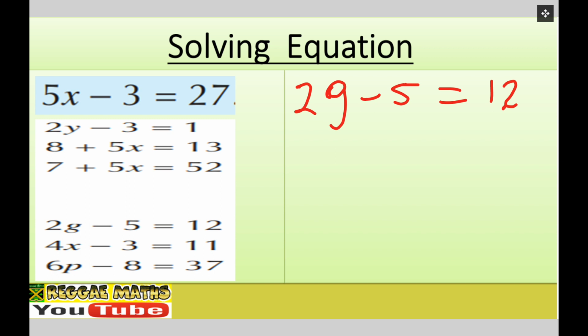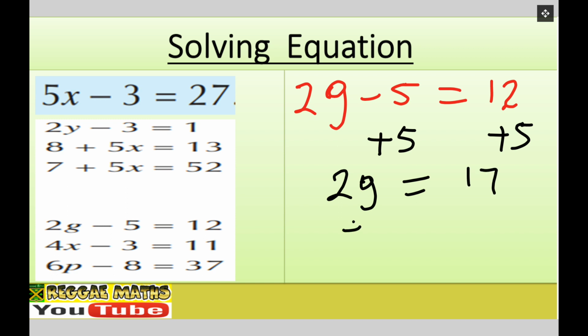So add 5 to both sides. So 2g equals 17, divided by 2, divided by 2. g equals 2 into 17 goes 8.5. 8.5. Okay.